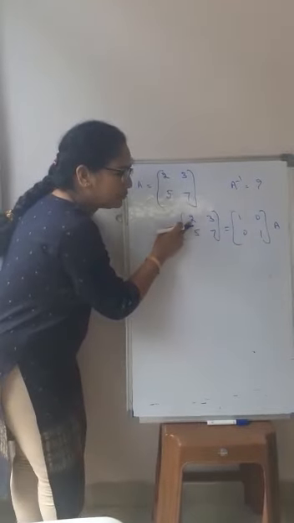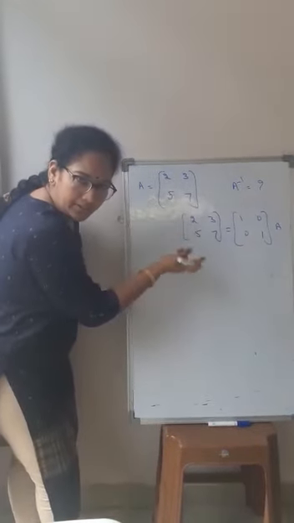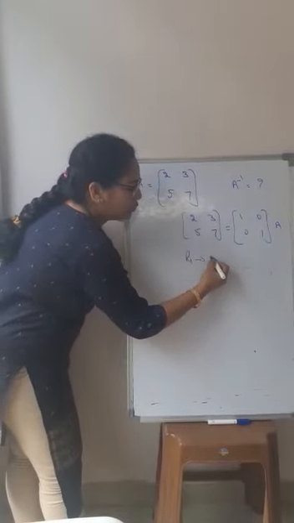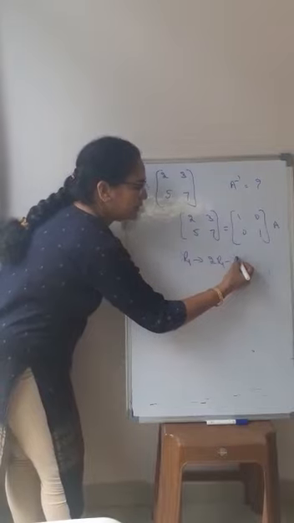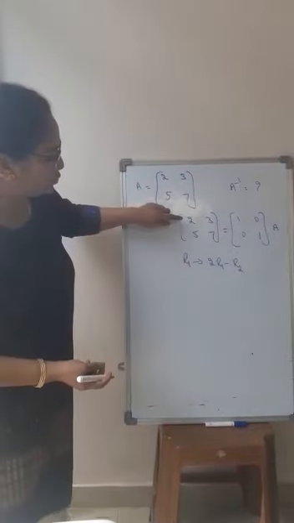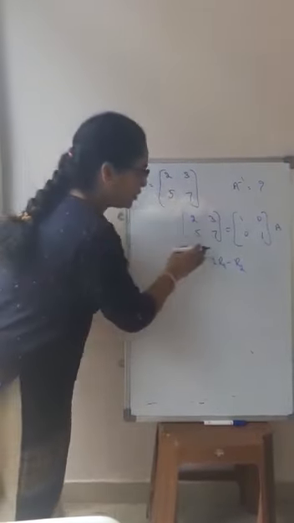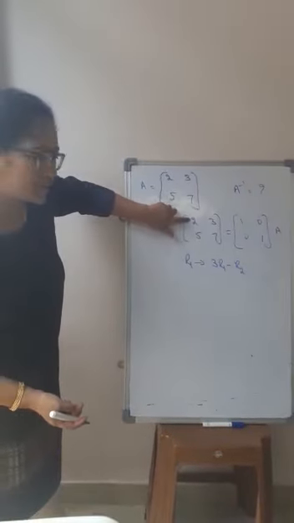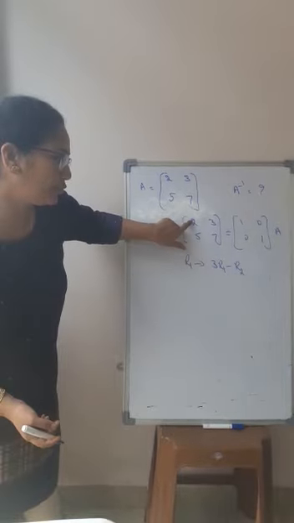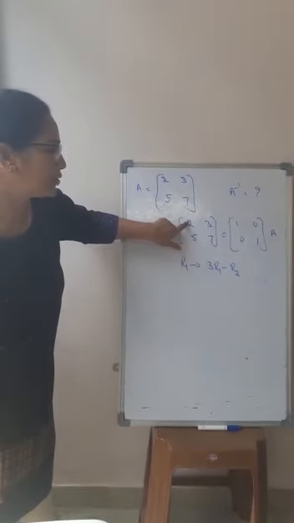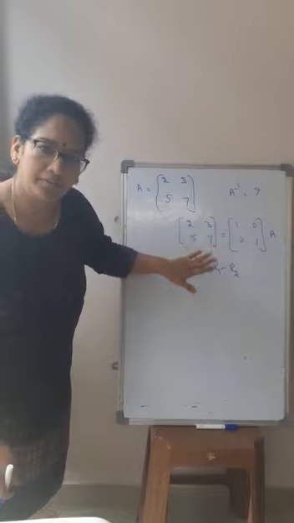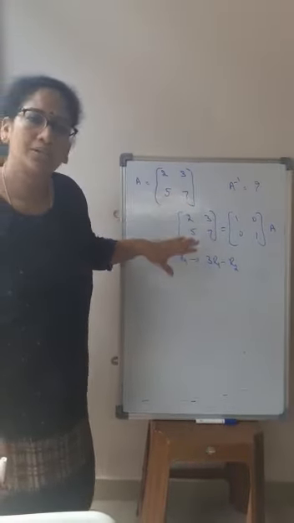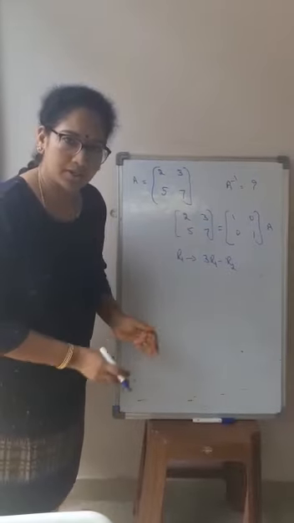Now when you are trying to make this 1, instead of dividing this by 2, you would have done R1 tends to 2R1 minus R2. So this is 2 into 2, 4. Sorry, not 2R1, this is 3R1 minus R2. So 3 into 2, 6. 6 minus 5 will give you 1 here. Clear? So don't opt for division for changing the elements in the first row. So always use either addition or subtraction.